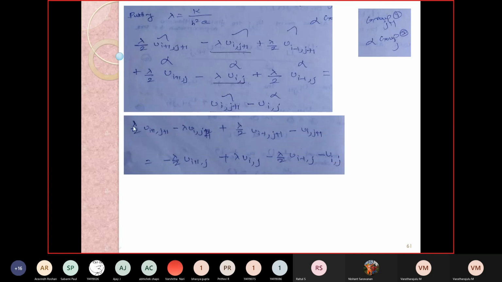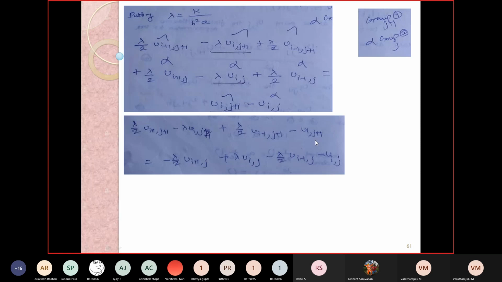This is what we are getting: lambda by 2 u i plus 1 comma j plus 1, and so on. Here minus lambda, here lambda by 2, minus u i comma j plus 1. This is one side. We categorize the j plus 1 terms on one side and the j terms on the other, and here we have 4 different terms.